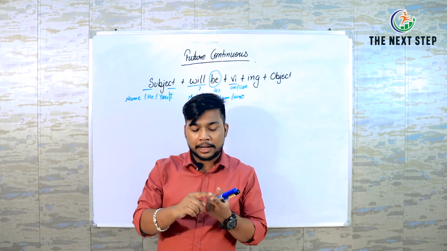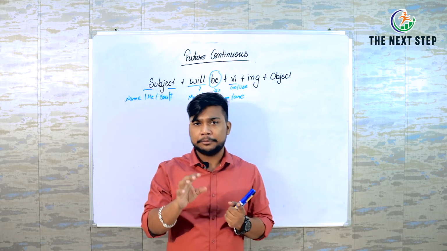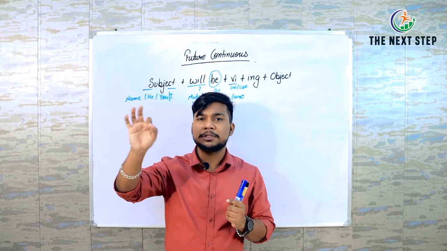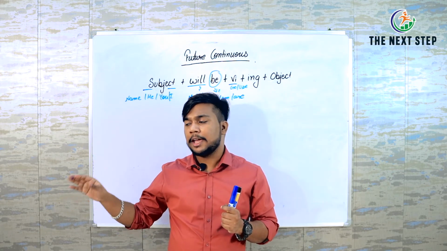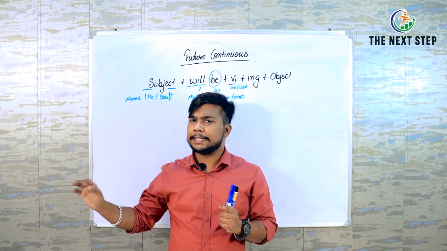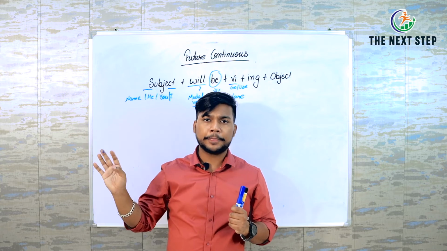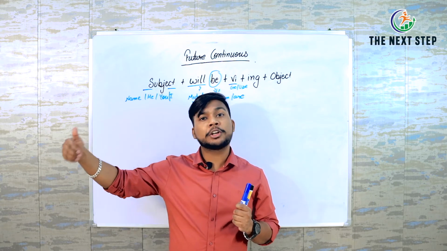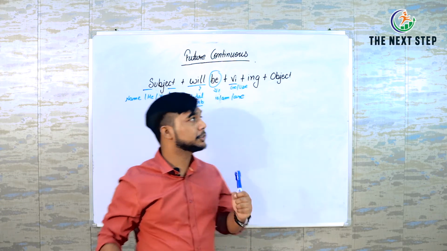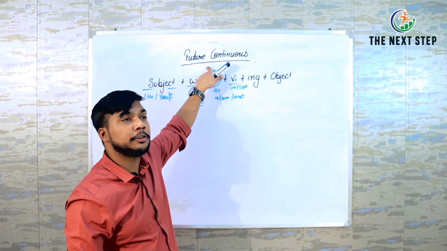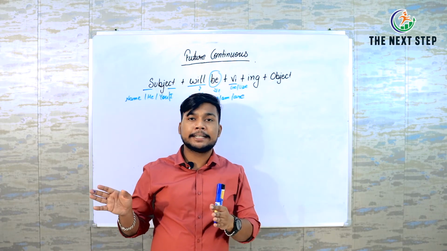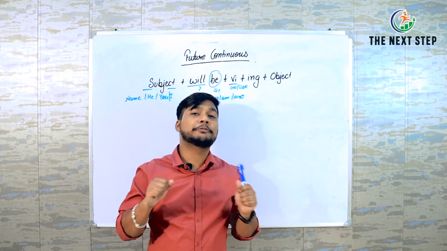For example, I go to gym at 8. I will go to gym at 8. So till 10 I will be in the gym. For the things that will be continuing in between, I can use future continuous, like at 8:30 I will be lifting weights.